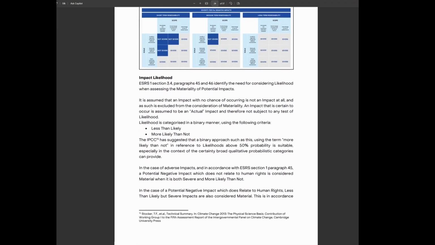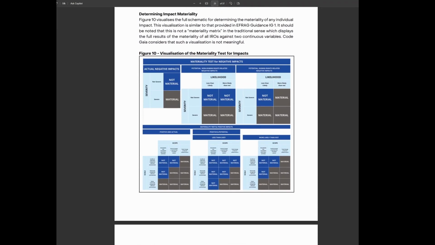We also then discuss impact likelihood, and then we have the final set of materiality matrices. However, this is not a materiality matrix in the traditional sense, because this is simply the decision paths for each individual impact. This is not showing the results of the materiality assessment. So this is just a series of logical tests. Under what conditions can an impact be considered to be material or not material?